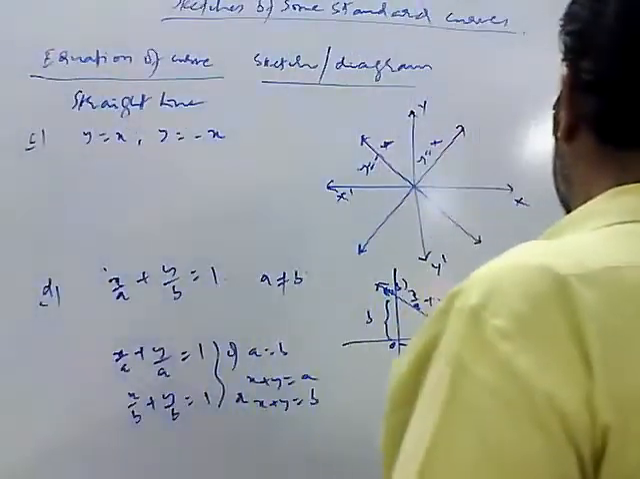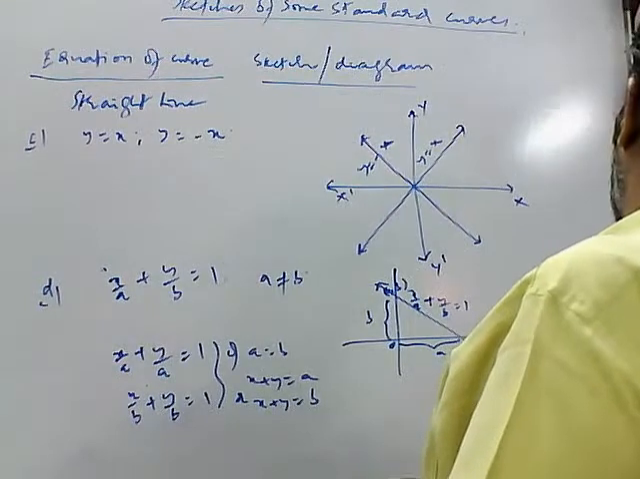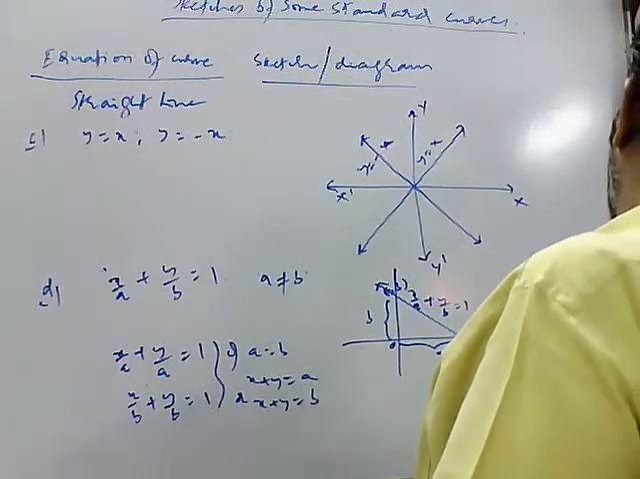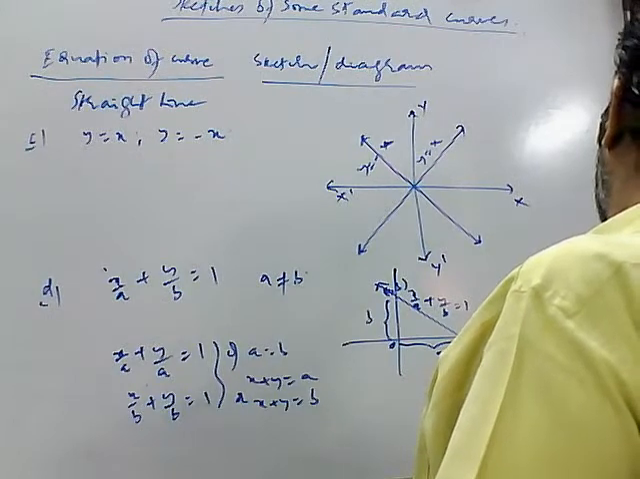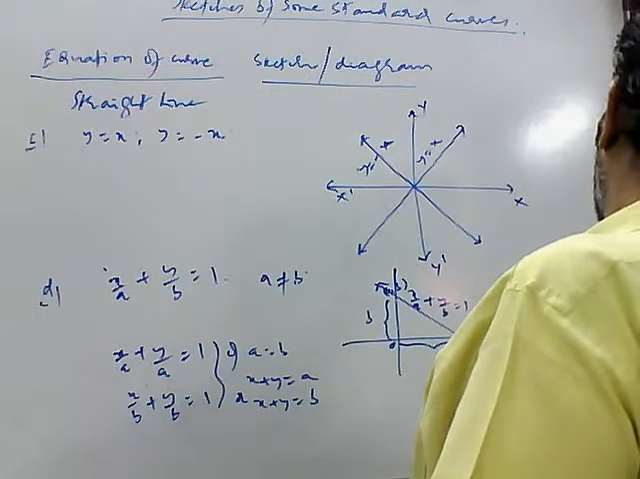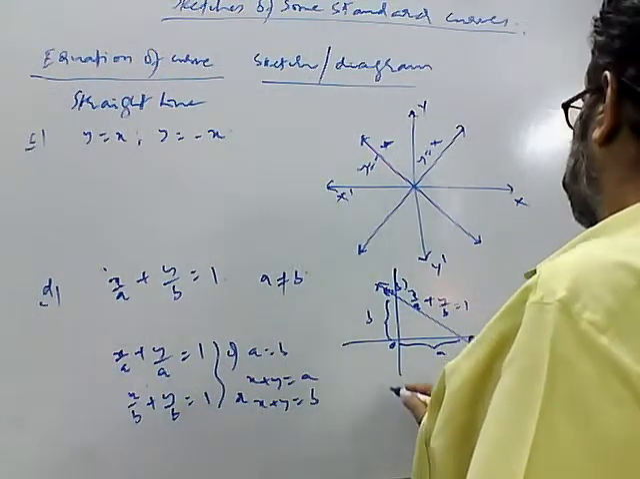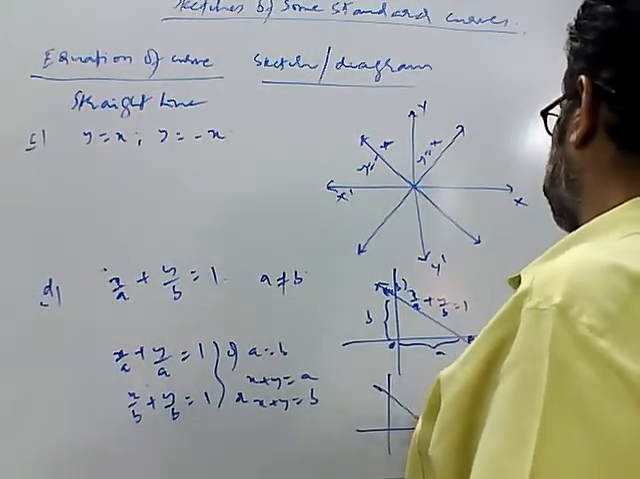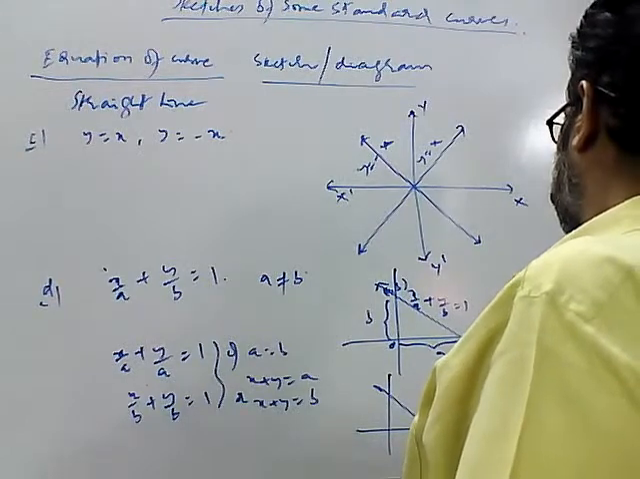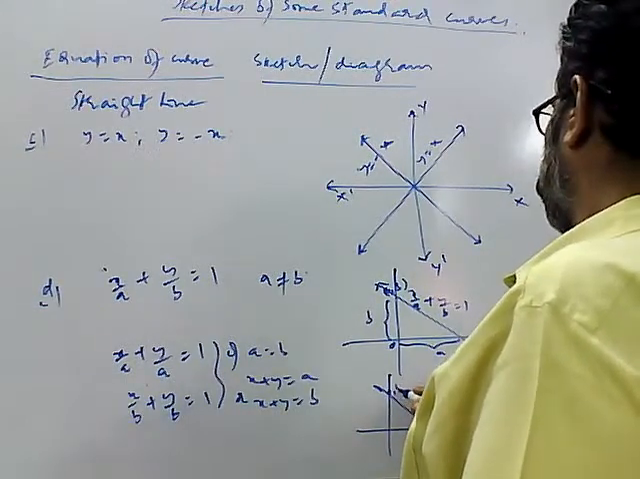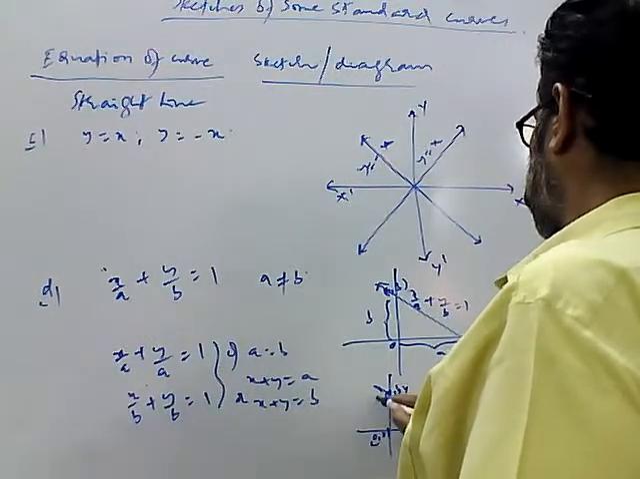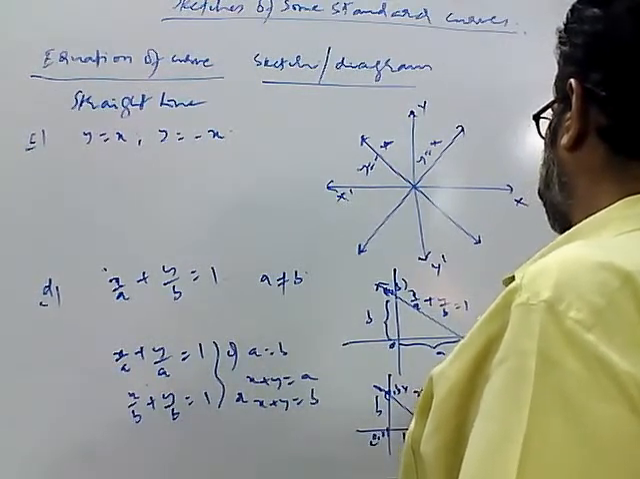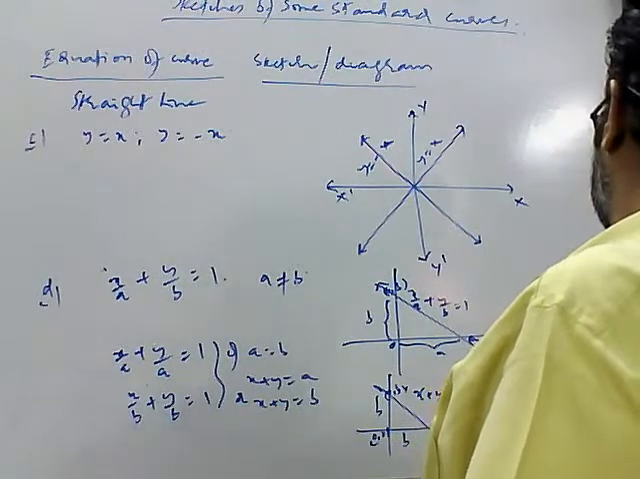In that case, what happens? Here a 0, 0 a, here 0 0, here x plus y is equal to a. Otherwise, you can use b 0, 0 b, 0 0. This is b, this is b. x plus y is equal to b. These are the figures.